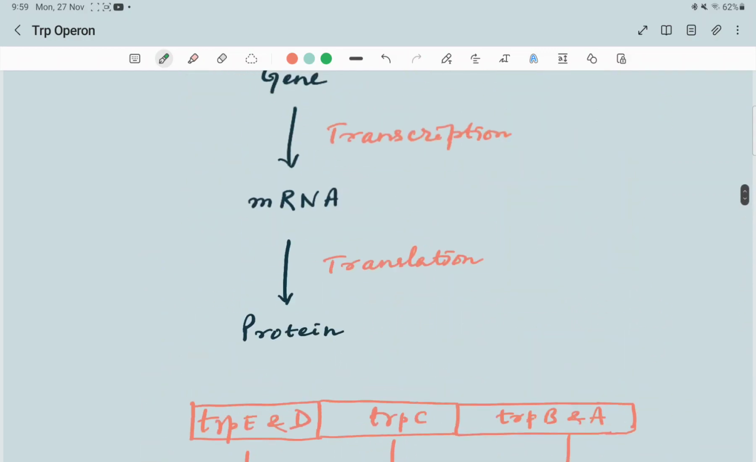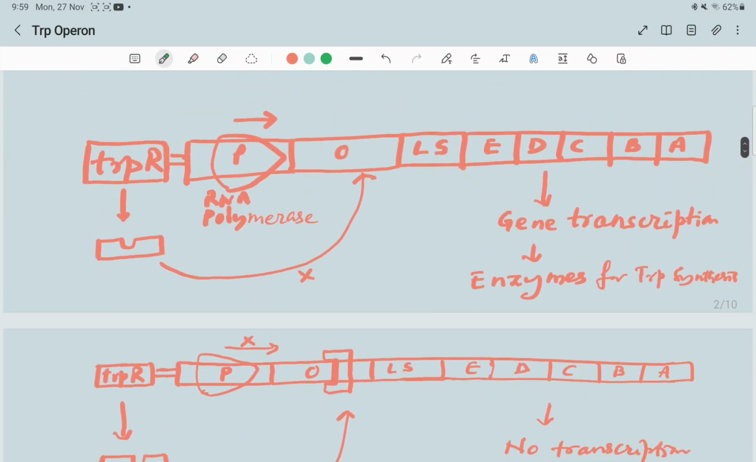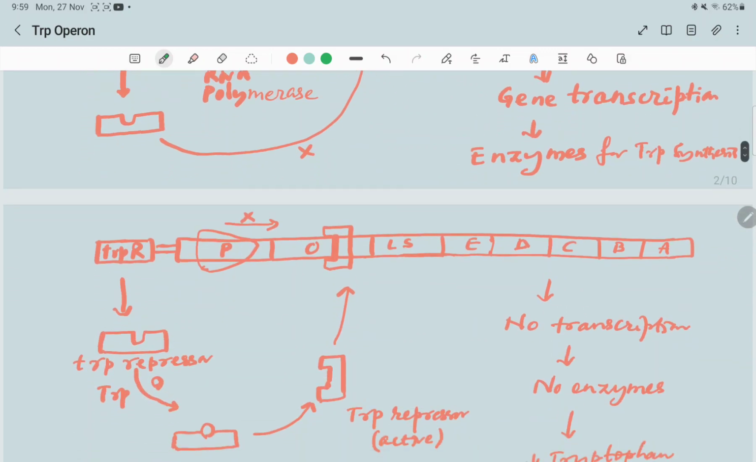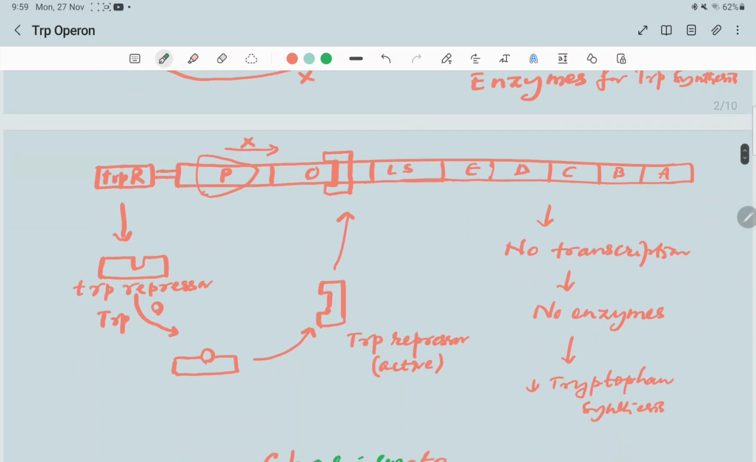So the regulation of the TRP operon has two mechanisms, negative co-repression and attenuation. Today we have discussed the co-repression, where normally the gene is on. Why is the gene on? Because the repressor protein which is produced from the TRPR gene, the regulatory gene, is not capable of binding to the operator, so RNA polymerase activity is not blocked and there will be gene transcription. And the other one, when there is enough tryptophan, that will bind to the TRP repressor protein and make it active so that it will block the operator, and the RNA polymerase which binds to the promoter site now cannot move on, there will be no transcription.